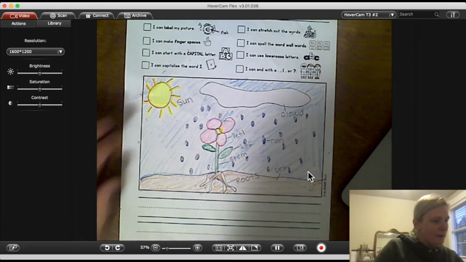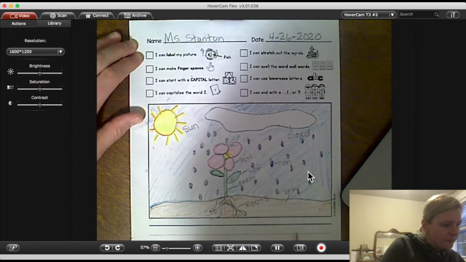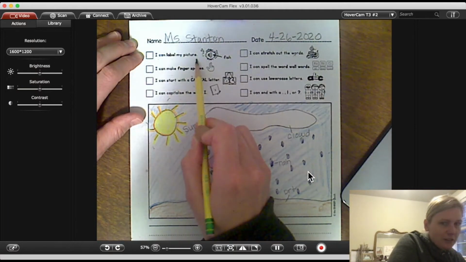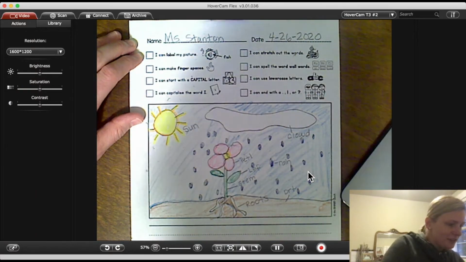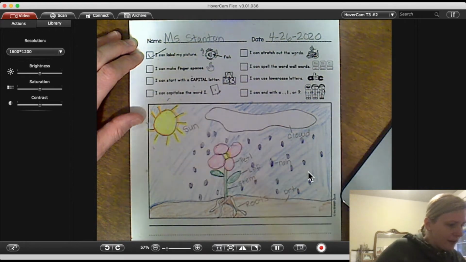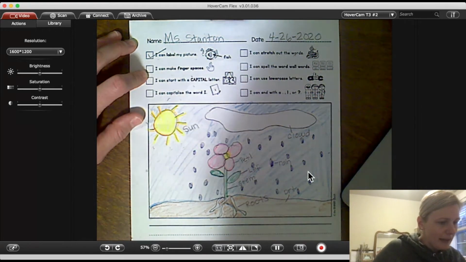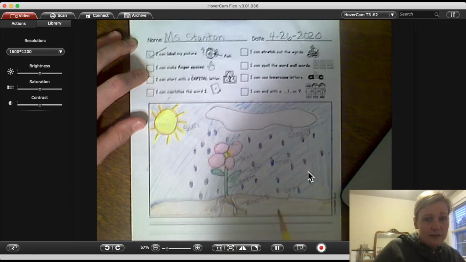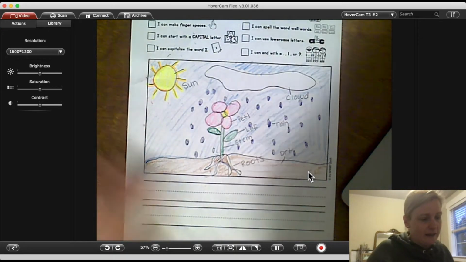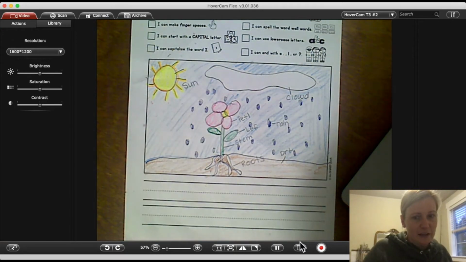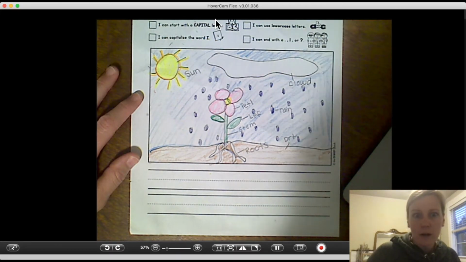All right, I'm going to go up here to my checklist now. I can label my picture. Did I do that? I sure did. I'm going to check that off. All right, I am ready now to move on to my writing down below. Let's get started, shall we? And I'm going to write what I know about plants today.